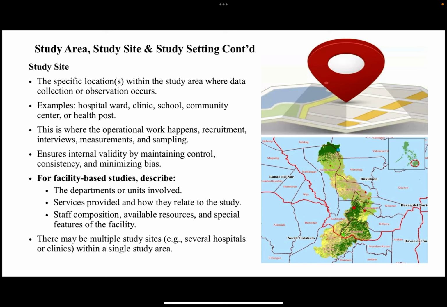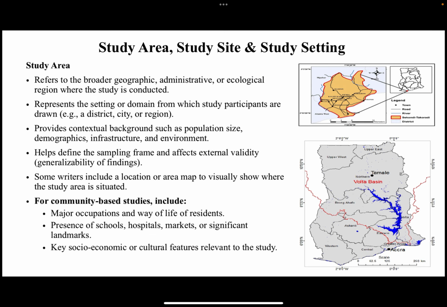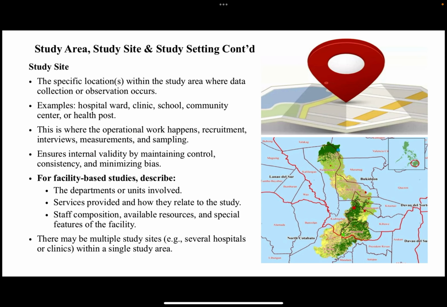So under the study site, you can have a broad diagram where you have the map of the study area and then the map of the study site, all under the study site. Is that okay? That is also another style that you can use. Great. So that is it for the study area and study site.